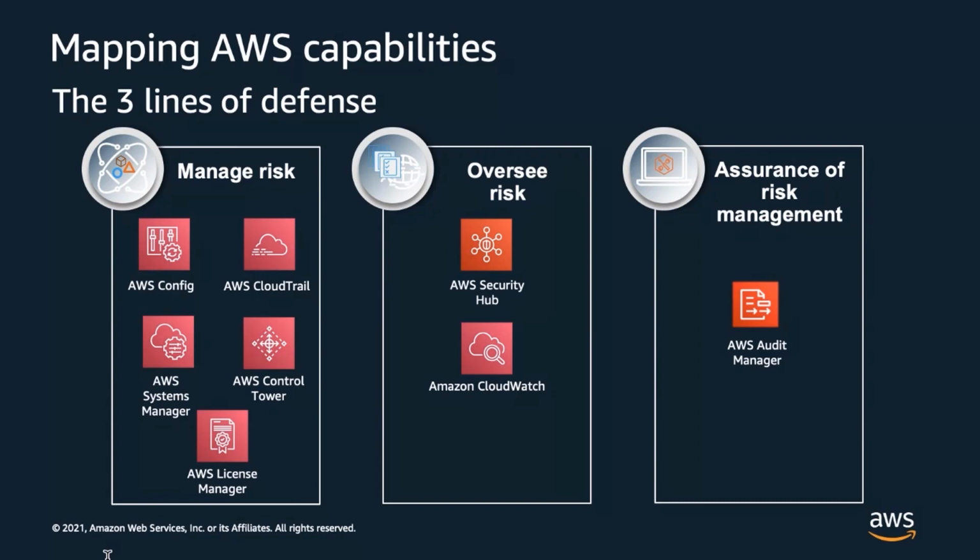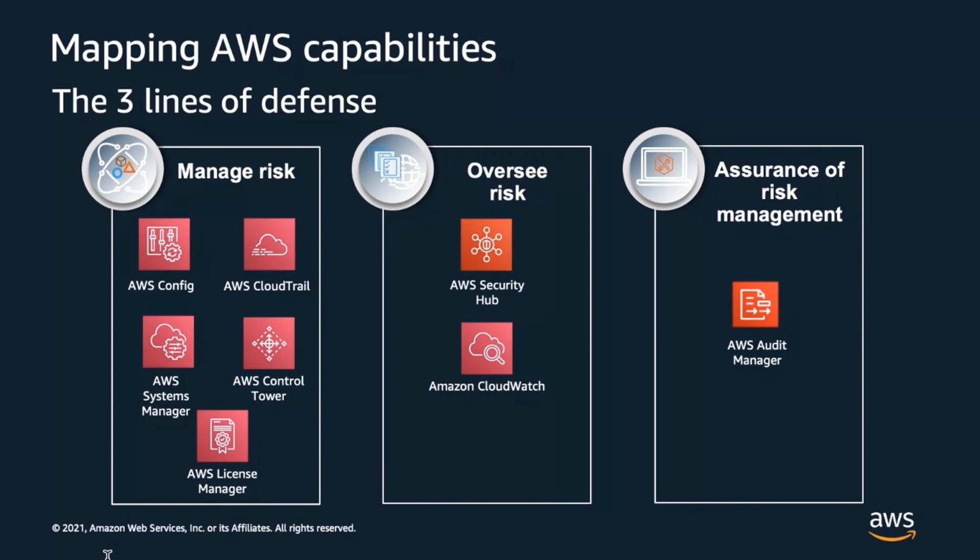We have mapped the AWS suite to the three lines of defense model as a quick reference of the service capability fit, with some overlap. The three use cases that we'll drill down into more in the following slides have been mapped to the three lines of defense model. For example, under manage risks, we see AWS Config, AWS CloudTrail, AWS Systems Manager, AWS Control Tower, and AWS License Manager. This helps customers to implement operational controls for their cloud resources.